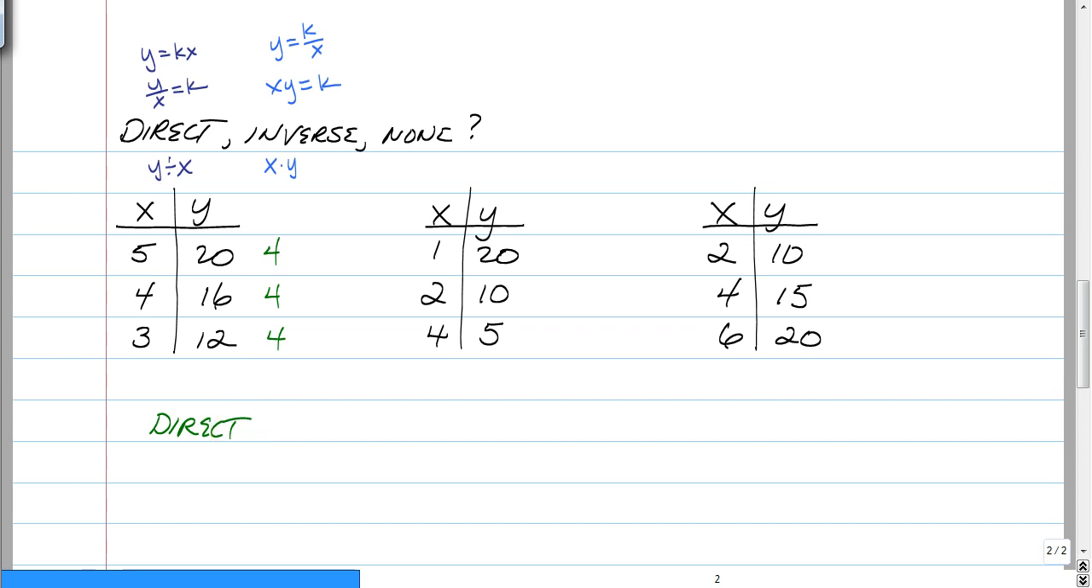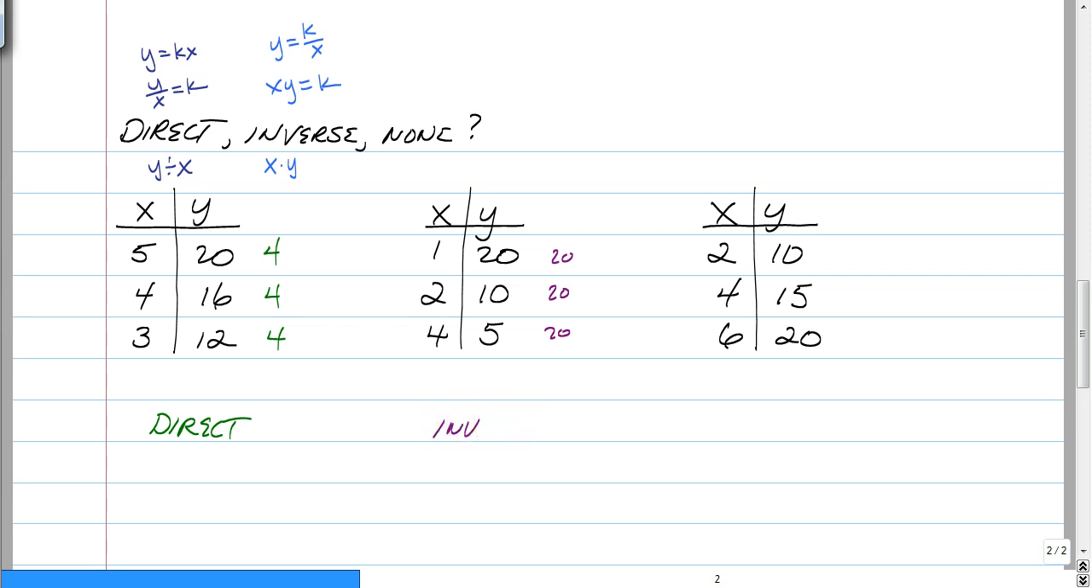In this next example here, we have 20 divided by 1 is 20. 10 divided by 2 is 5. So it's not direct. So now you erase that and you try again with inverse. Remember, inverse, k is equal to x times y. So 1 times 20 is 20. 2 times 10 is 20. 4 times 5 is 20. Since all of them give us the exact same k value when we multiply, that is inverse.